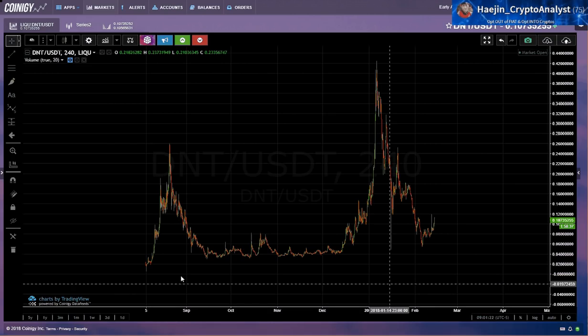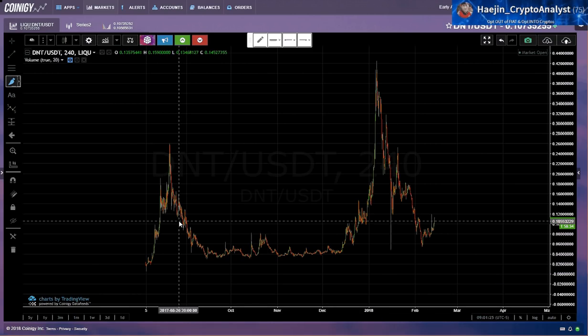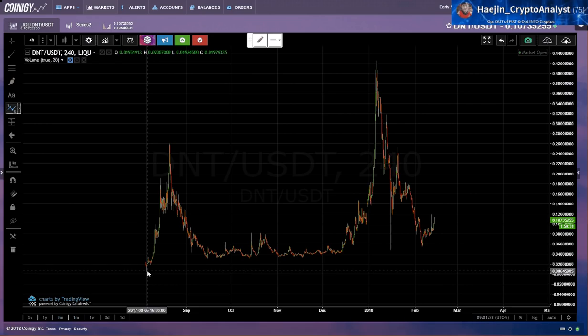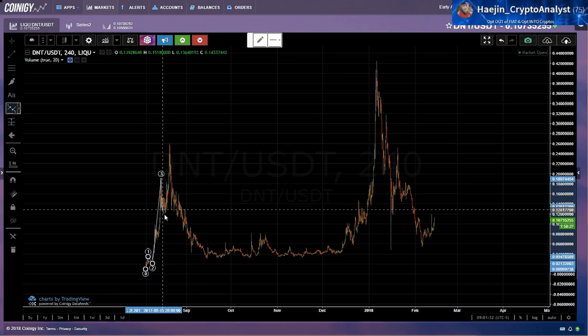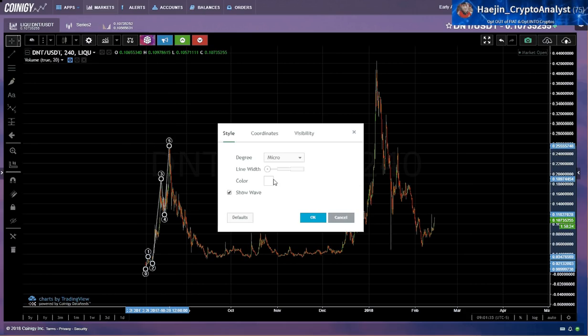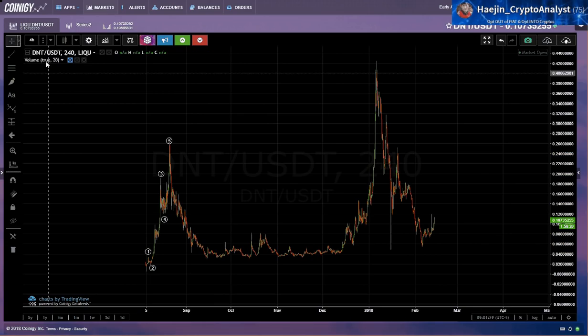So here, just going back a little bit, we definitely had a 5-wave impulse. And this is DNT to the USD pair.